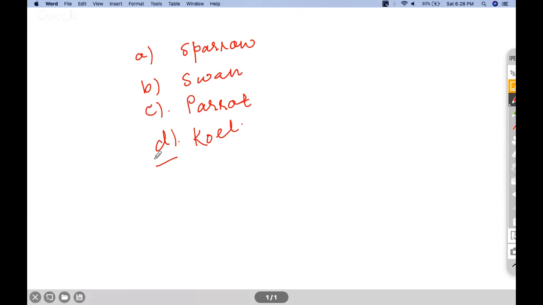Okay, why swan? Yes. Swan is the only bird which stays in water. All others are non-water birds. So swan is the right answer. Yes, I understood. The only water bird, or aquatic in nature.